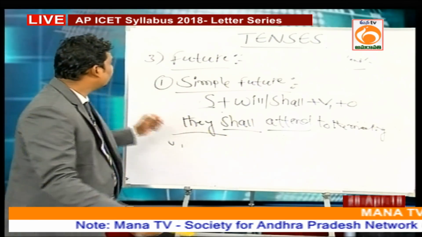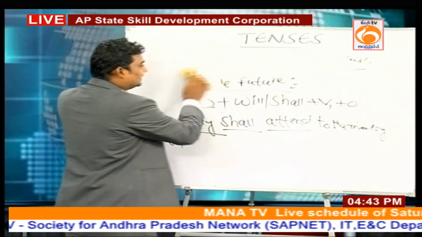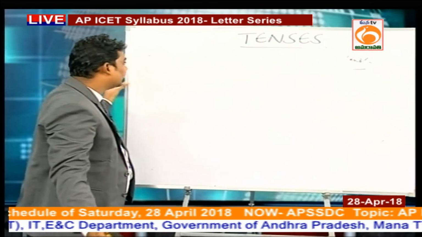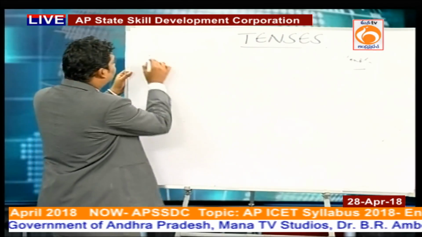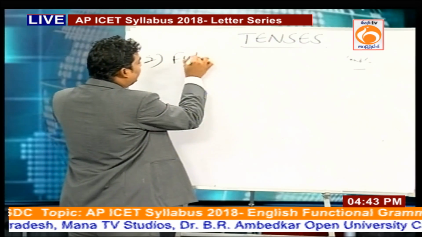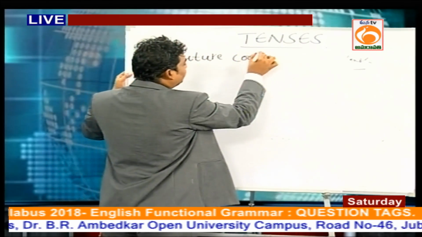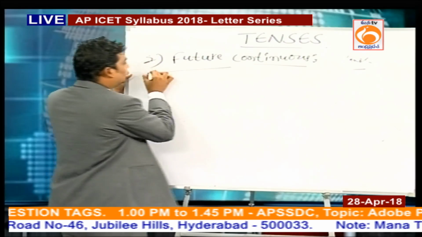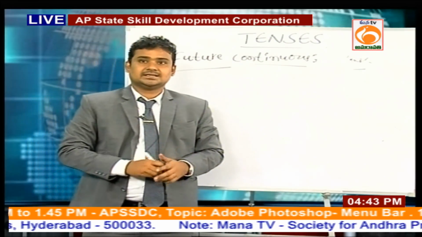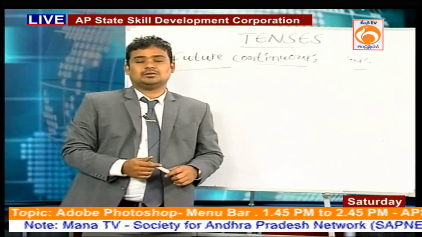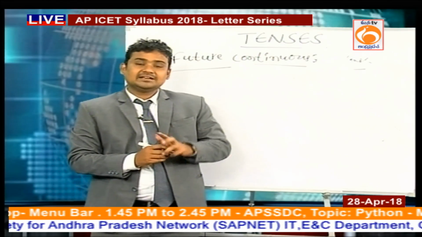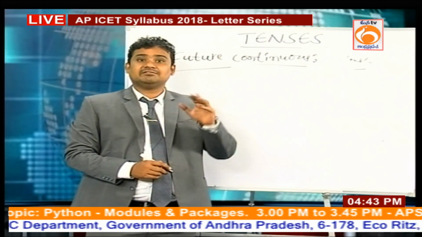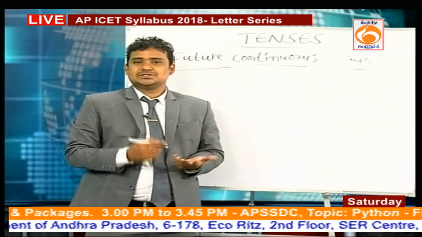Now next I am moving to future continuous tense. What is the second subcategory of future tense? The second subcategory of future tense is future continuous tense. So what is future continuous tense? The future continuous tense denotes an action or event that will be going on sometime in the future. No need to use the time of action.